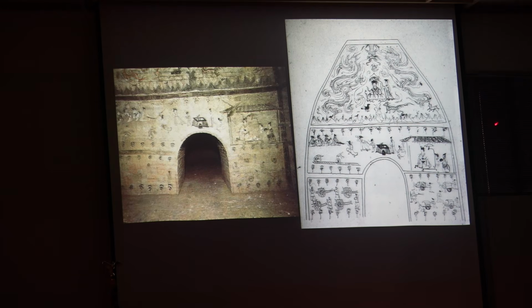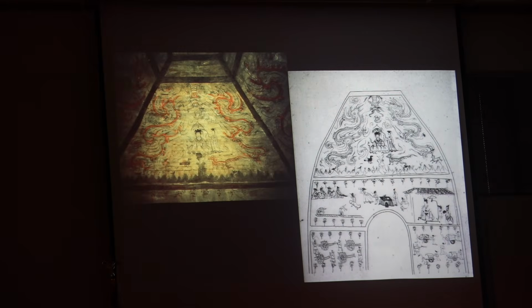And then moving down, we have the tomb occupant, umbrella over his head, canopy over him to identify him. He's being entertained. And then we have people tilling the fields below. This is a beautiful painting. This is a very skilled painter for circa 400 in Gansu province.